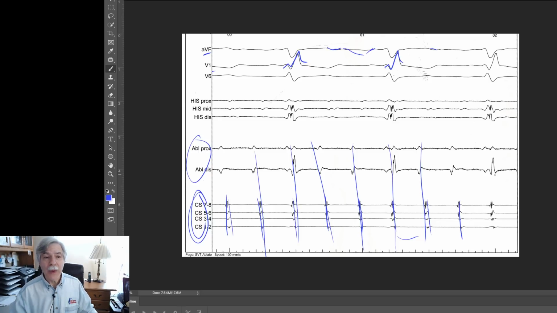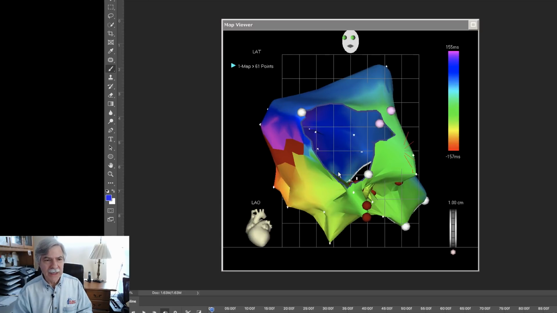So we can actually use a three-dimensional mapping system. We use the CARTO mapping system, but there are a lot of others. And I'm going to show you what the CARTO map looks like and explain what this is all about. What does this crazy thing mean? So let me just change my color because you're not going to see blue in here. Now, make it a little bit bigger.